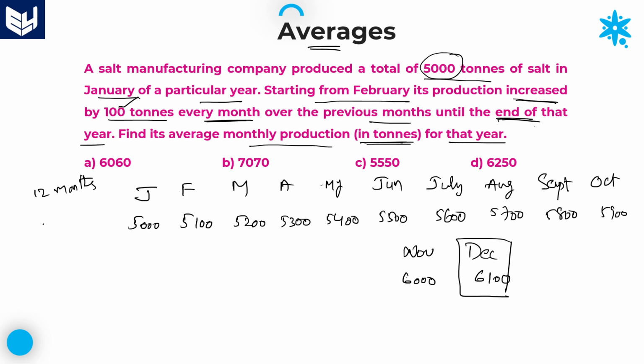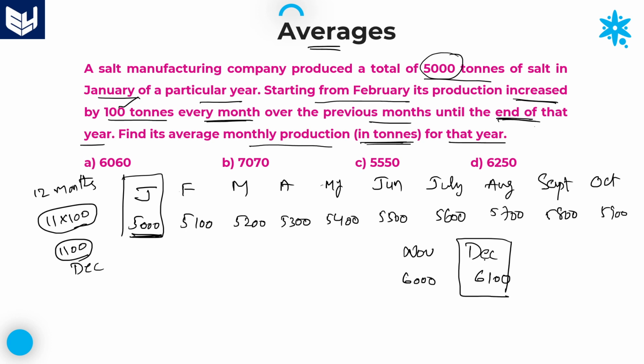So how many increments will be there? Total 11 only. Every increment is equal to 100 tons. 11 into 100 is equal to 1,100 tons. It means the starting month is 5,000, and the ending month, December, is 5,000 plus 1,100 increment, which is equal to 6,100. In this way you can easily calculate the ending month value.